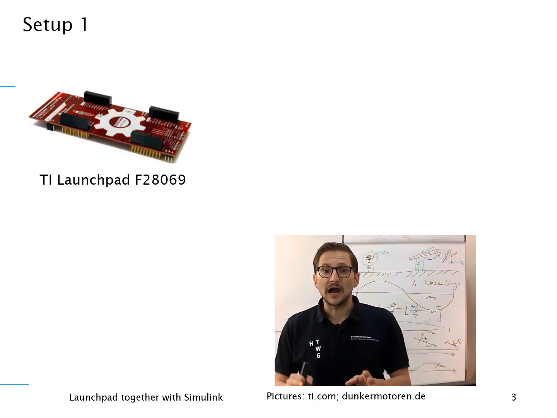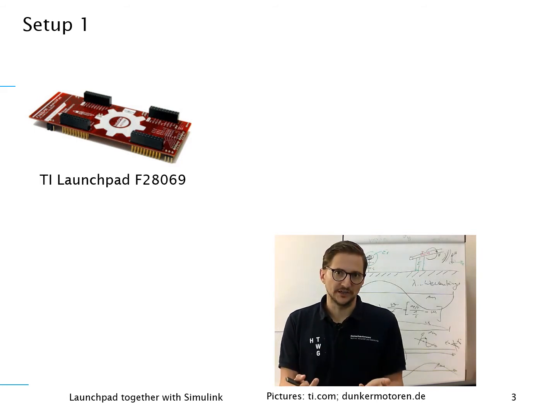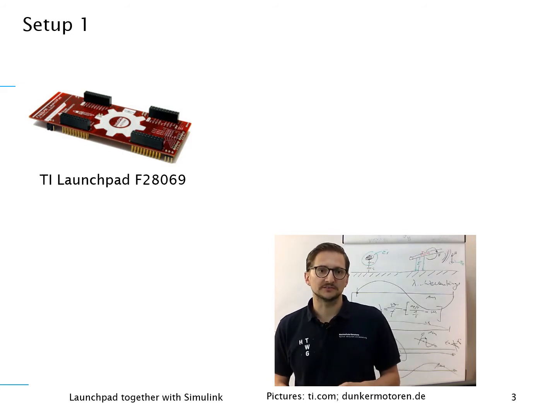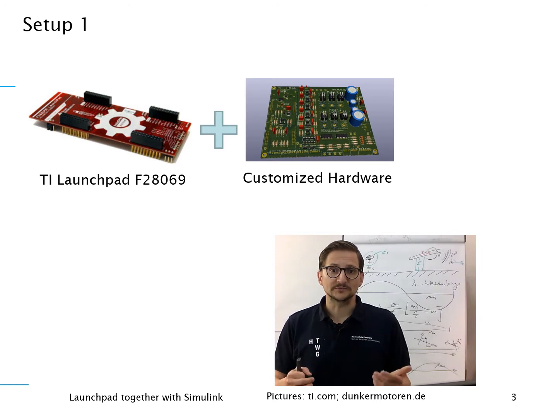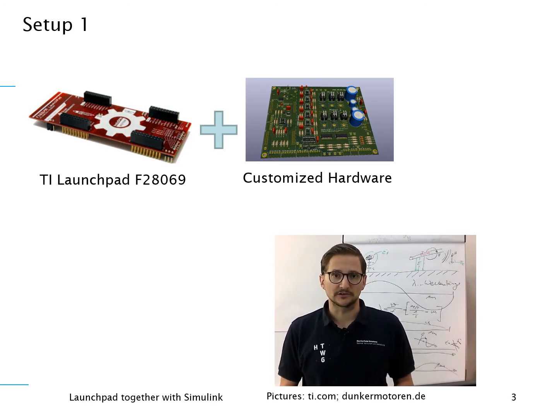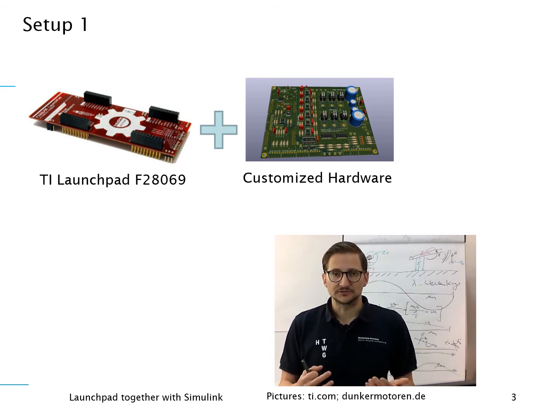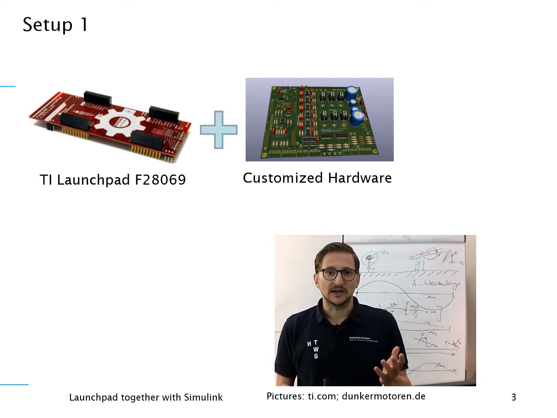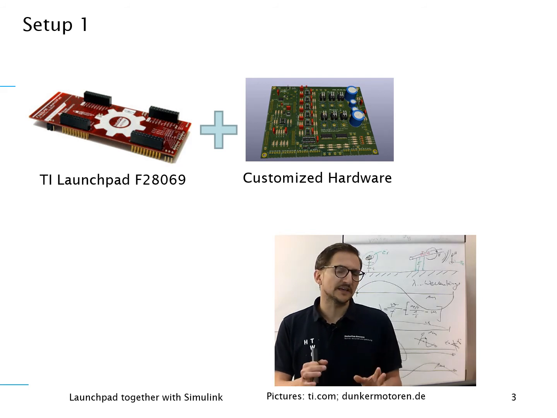Now let's have a look at the hardware components we need for our setup. First of all, we need some kind of brain, and in this case I use the Texas Instruments Launchpad F2069 to control our power electronic circuits. This board is equipped with a 32-bit microprocessor. Then of course we need some kind of customized hardware. To drive as many different motors during my lecture, I use a customized hardware which is capable to drive DC motors, BLDC motors, induction motors, and so on.